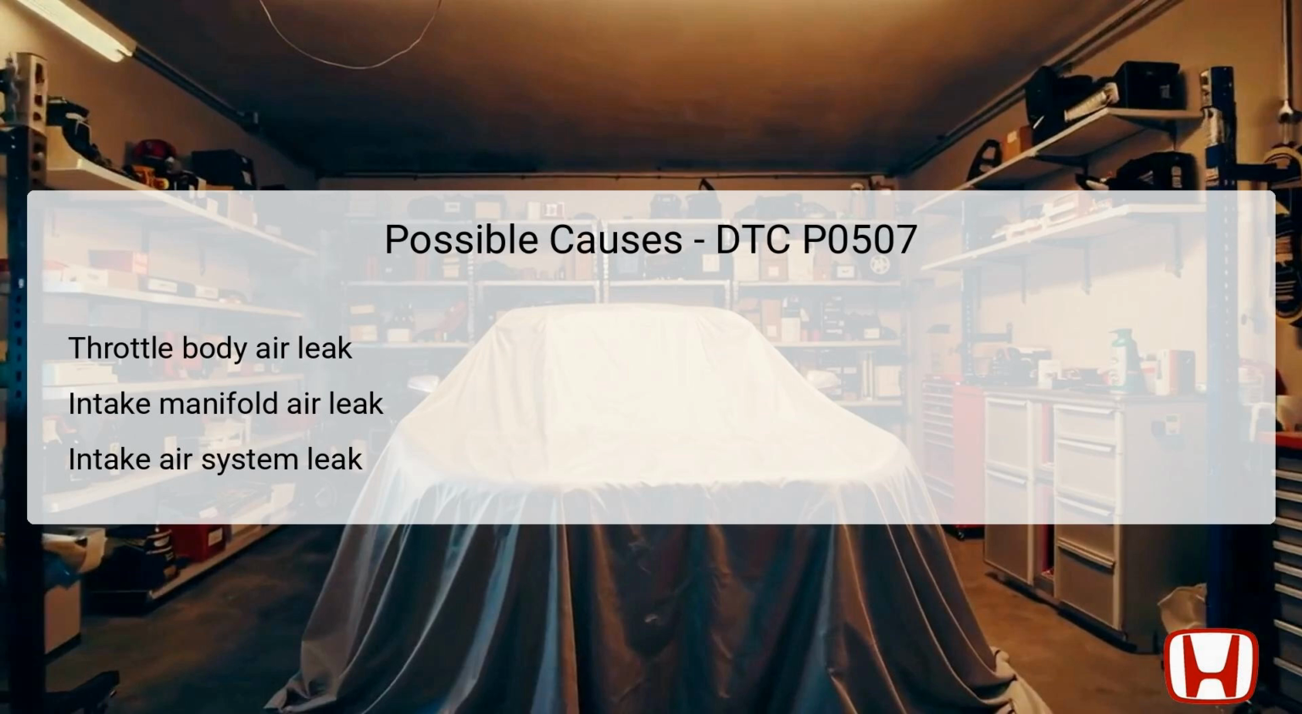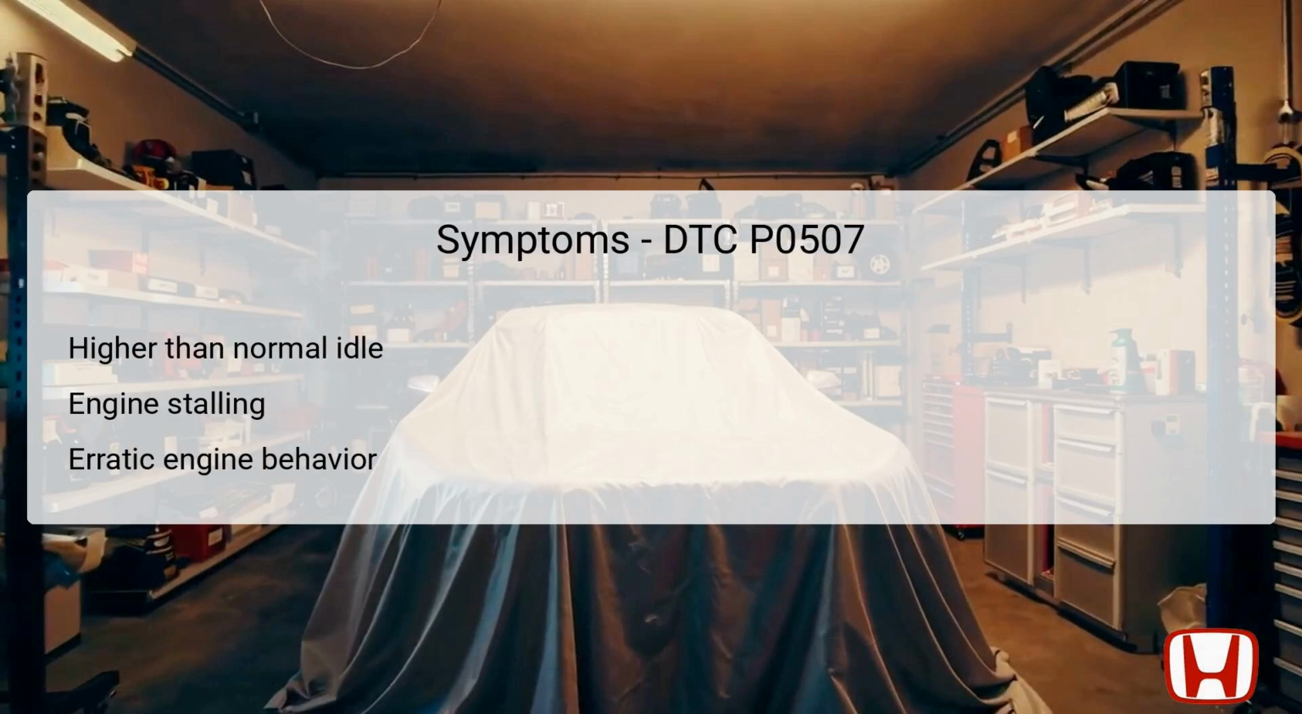Lastly, a leak within the intake air system can occur due to loose or damaged hoses, resulting in an incorrect air-fuel mixture that increases idle speed. Each of these issues can significantly impact engine performance and may require visual inspection and pressure testing of the air intake components to confirm the presence of leaks. To accurately address the P0507 code, it will be vital to thoroughly check all potential sources of air leaks and rectify any problems found.